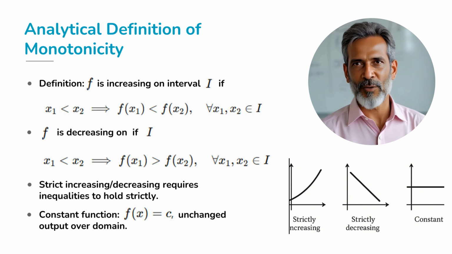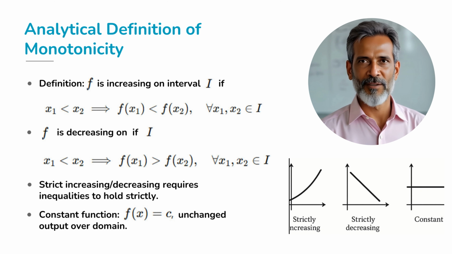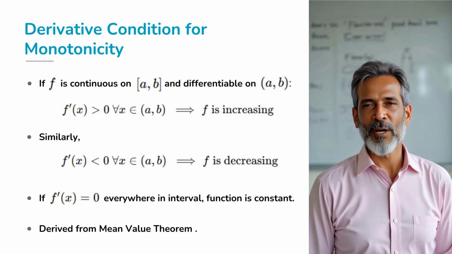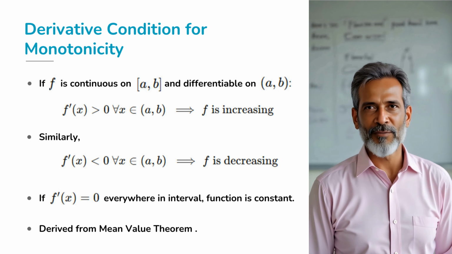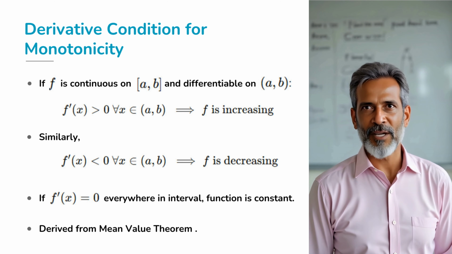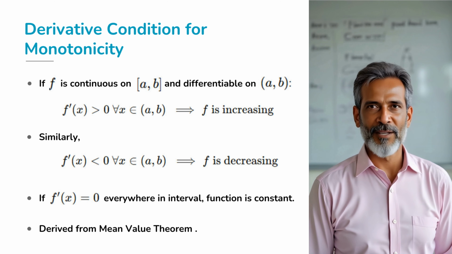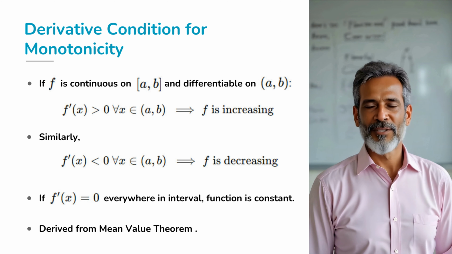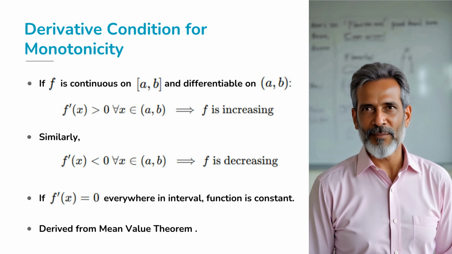Now, let's talk about a constant function. If f of x equals c, where c is a constant, the graph is simply a horizontal line showing no change in the output no matter how x changes. Here's where the derivative comes into play. The derivative of a function tells us about its rate of change. If the derivative is positive everywhere in an interval, the function is increasing. If the derivative is negative, the function is decreasing. And if the derivative is zero, the function is constant.